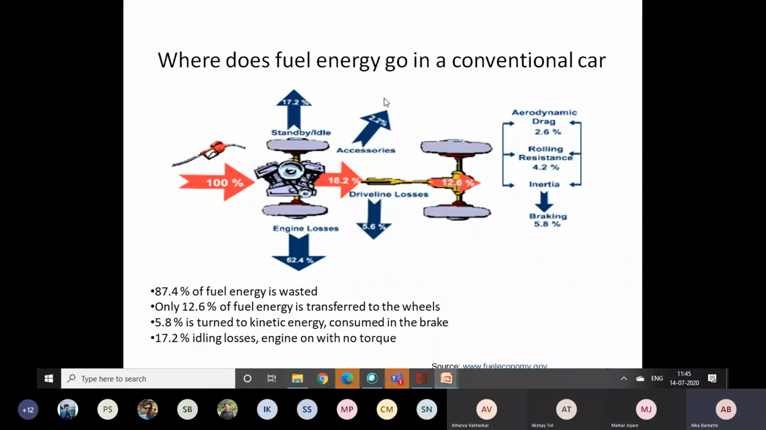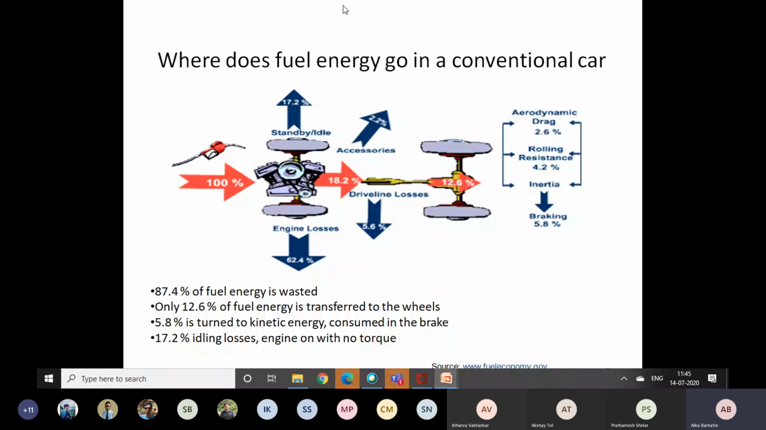2.2% is the auxiliary systems that we are driving. 5.6% we are losing in the drive line losses. And finally, what we are getting is only 12.6% reaching your drive wheels.